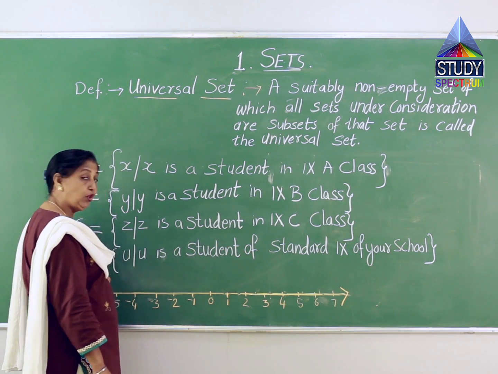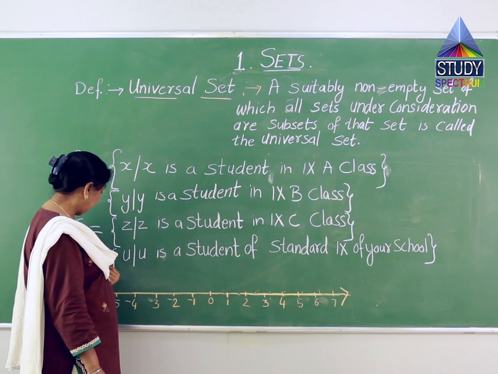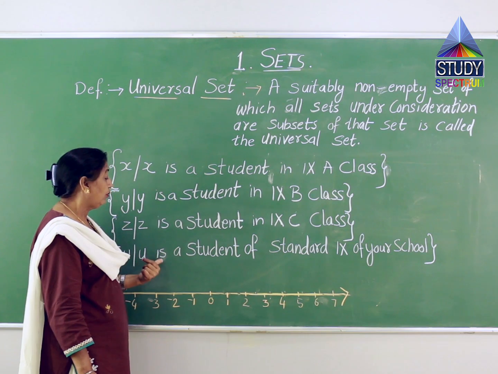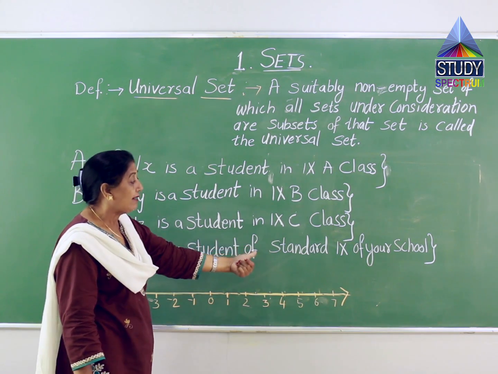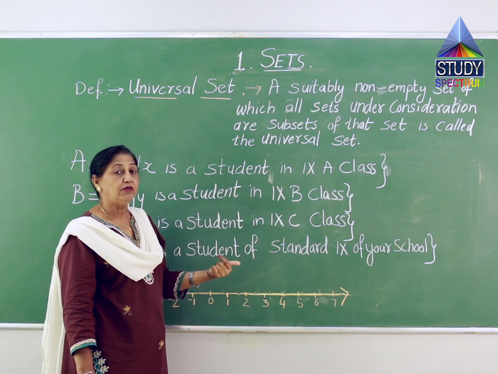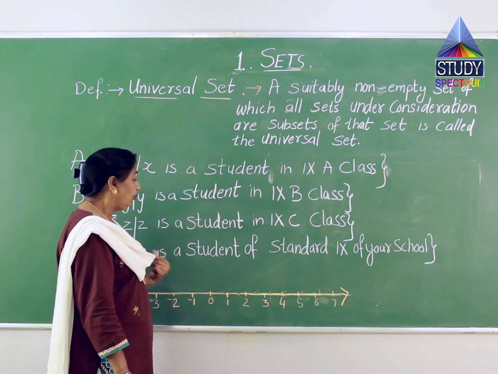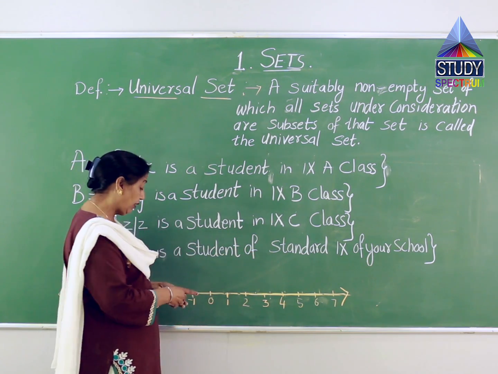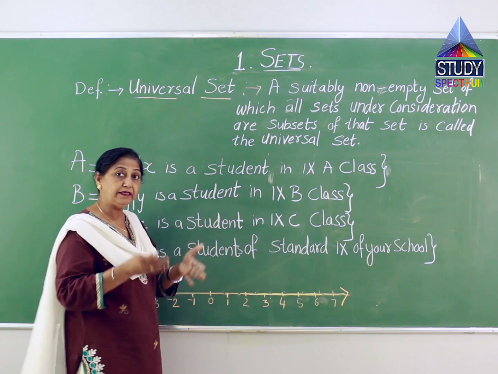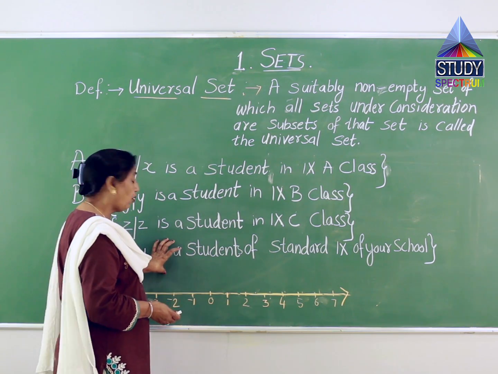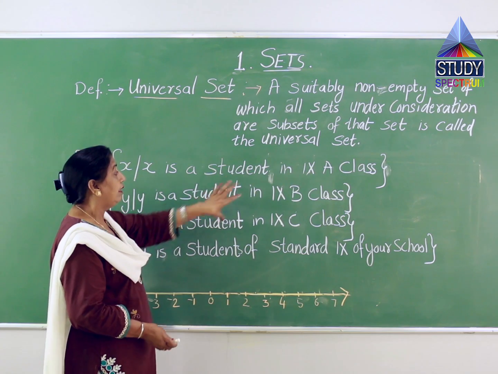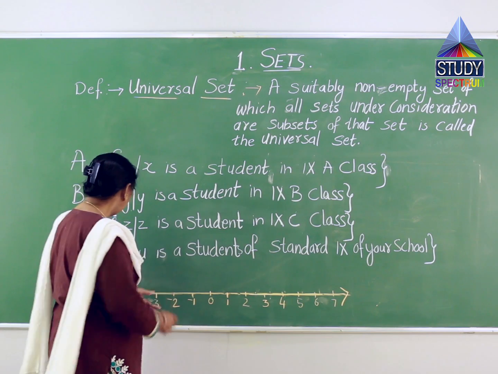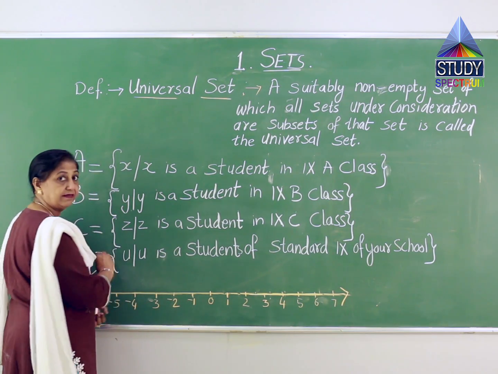Then the last set, U. U is a set which contains u elements, and u is a student of standard 9th of your school. Here I am considering all the students who are in 9th grade, right? So it contains all the students, that means of division A, division B and division C. So this is a universal set.